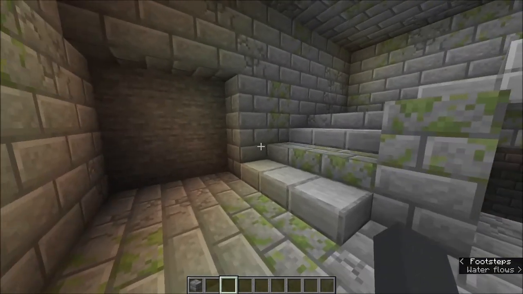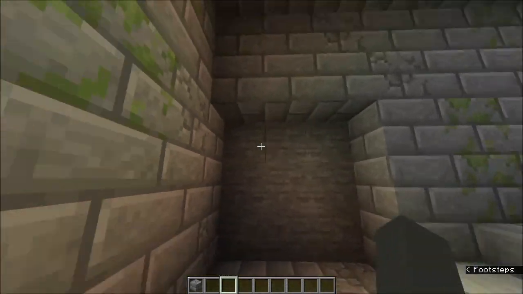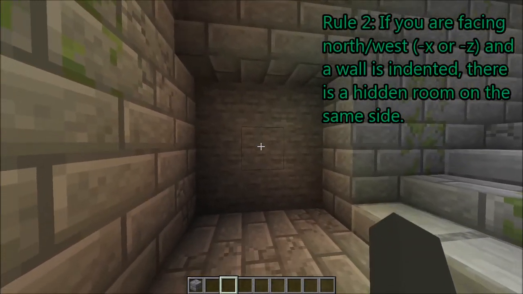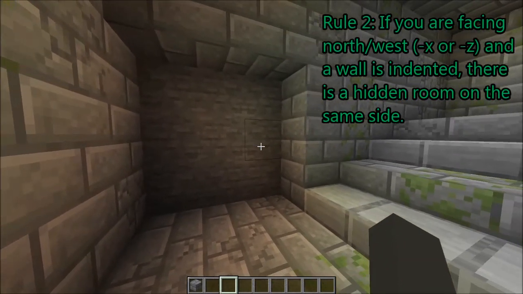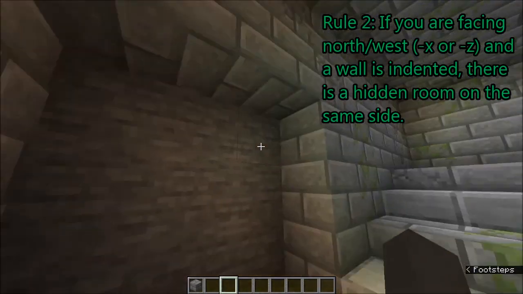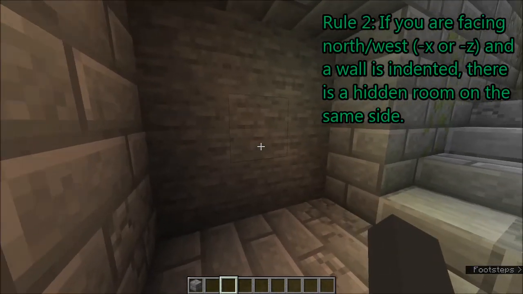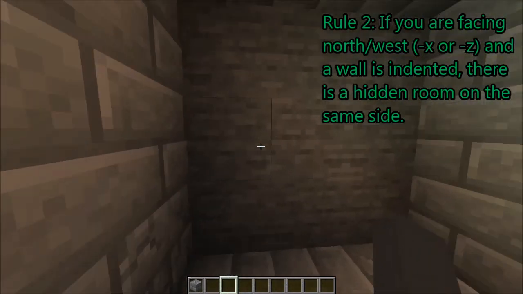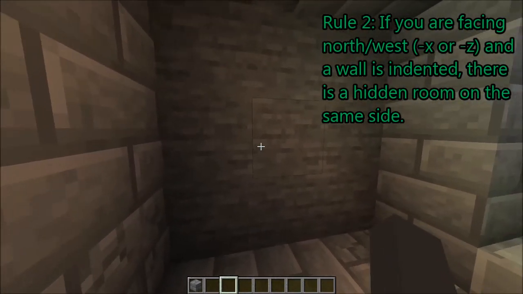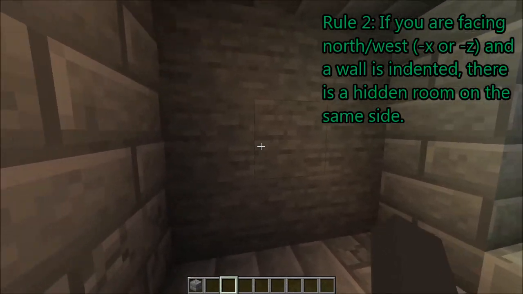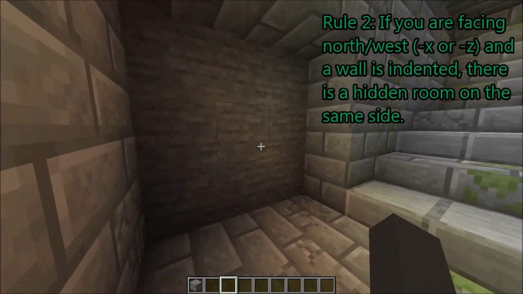So what you want to look for are these indentations. Like, I call this a dead end. It's basically a 3x3 hole that's indented by one block. And the background here can either be stone or stone brick or any naturally generated block.